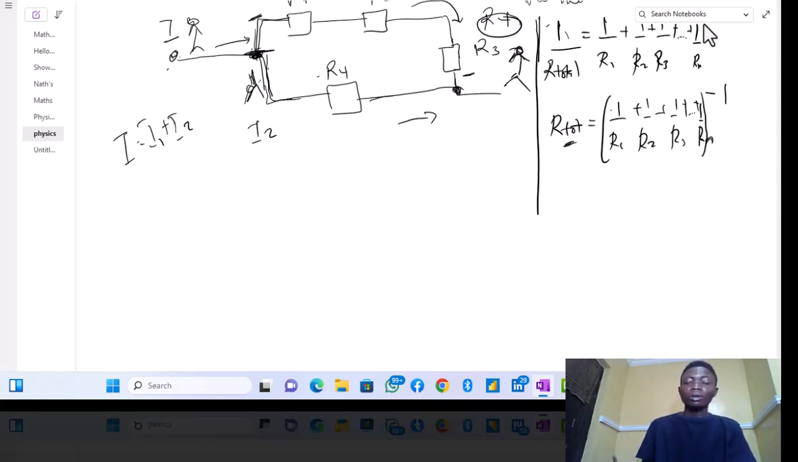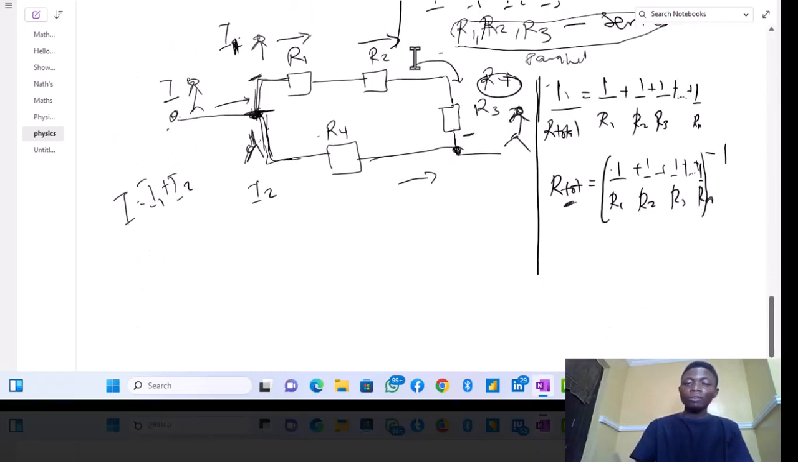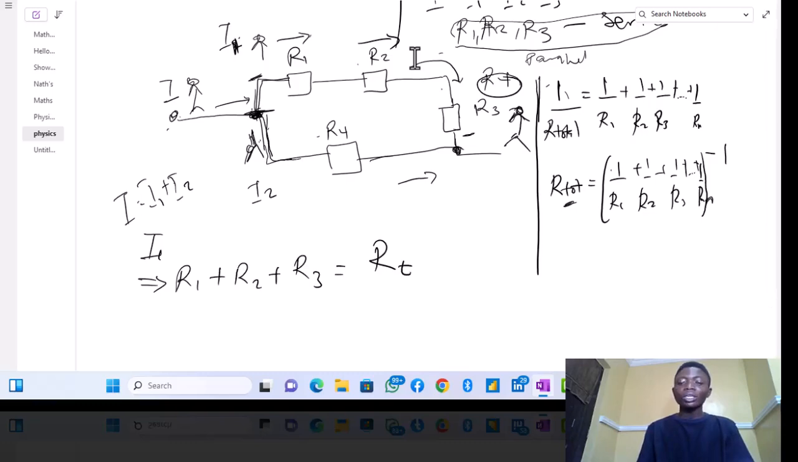So now, let me just quickly come back to this one that I explained here. Because we have established that R1, R2, R3 are in series, that means I can total the resistors through which I1 passes. I1 will pass through 3 resistors, R1 plus R2 plus R3. Let's call that R small letter c, the total for the series.